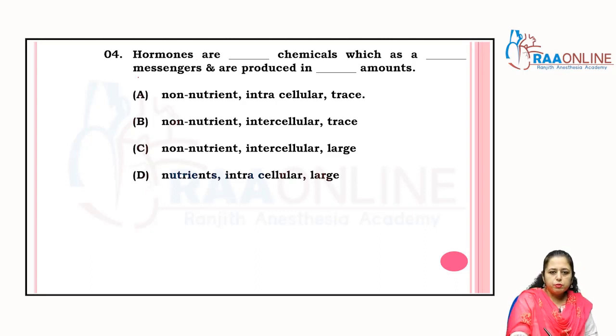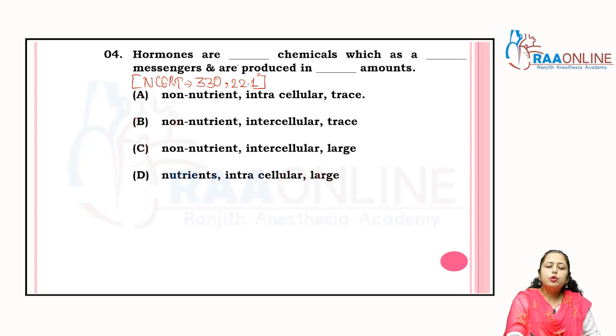Hormones, that information is given on page number 330, right? In heading 22.1, right? These hormones are the non-nutrient chemicals actually, right? They do not provide the nutrition. They just help in the completion of the mechanisms. It stimulates the other organs to do work properly, right? So they are the non-nutrients.